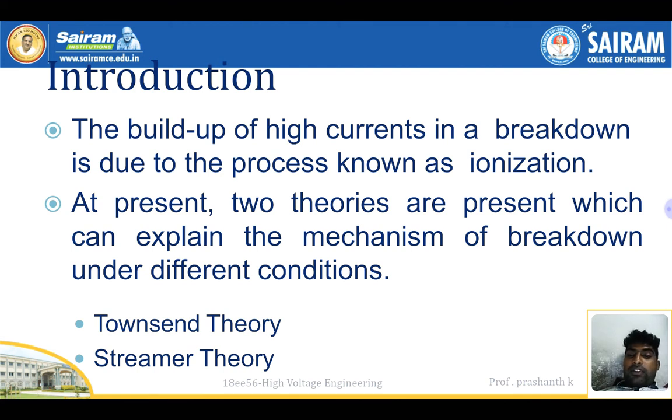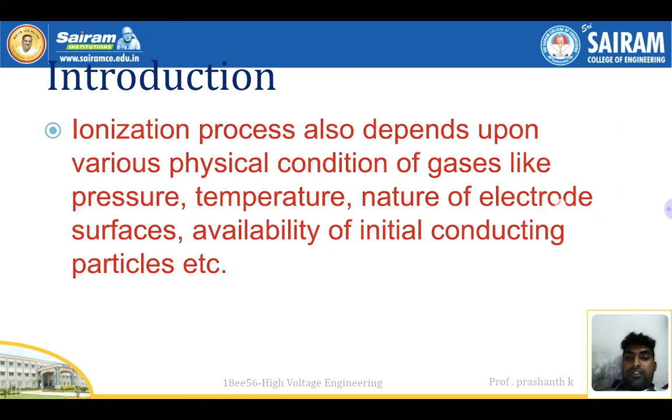So the ionization process will be there, right? It is the movement of ions and electrons from a higher level to a lower level, or from one level to another, or recombination takes place. That's ionization. At present, two theories can explain the mechanism of breakdown under different conditions: Townsend's theory and Streamer's theory. Townsend's theory is very important for ionization of gases. The ionization process also depends upon various physical conditions of the gases, like pressure and temperature, everybody knows, right?